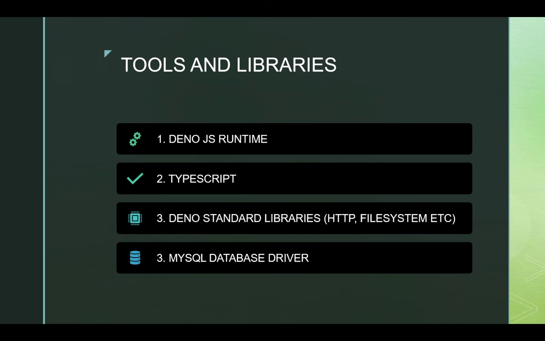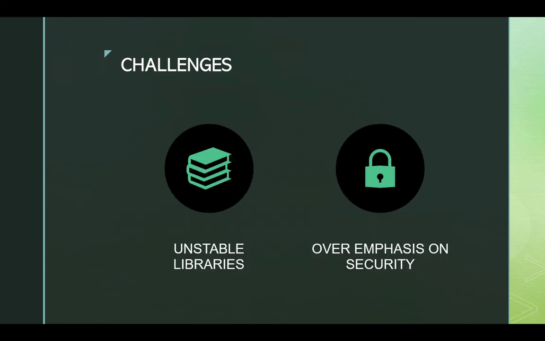So these are the tools and libraries that were used to build the framework. So we have the Deno.js runtime. That's the main runtime that processes incoming requests and responses. We have TypeScript, the main language being used. We also have the Deno standard library, like HTTP and file system. The HTTP library is what I use to spin up the server, communicate, and get incoming requests and responses. And there is also an SQL database driver that I use to make a connection to the SQL database.